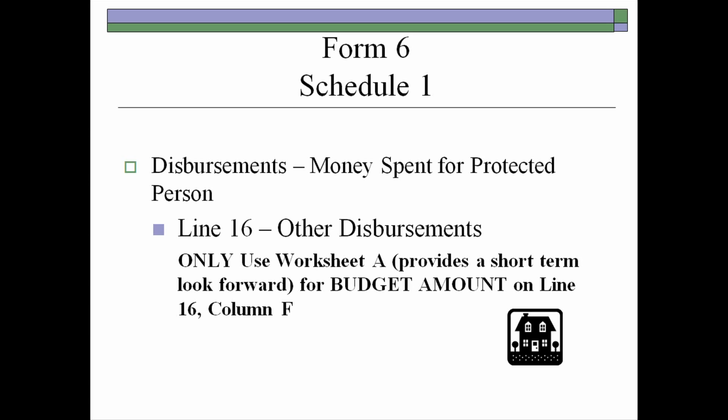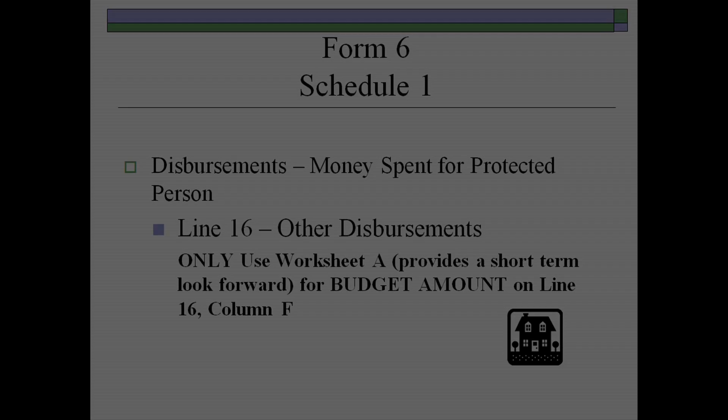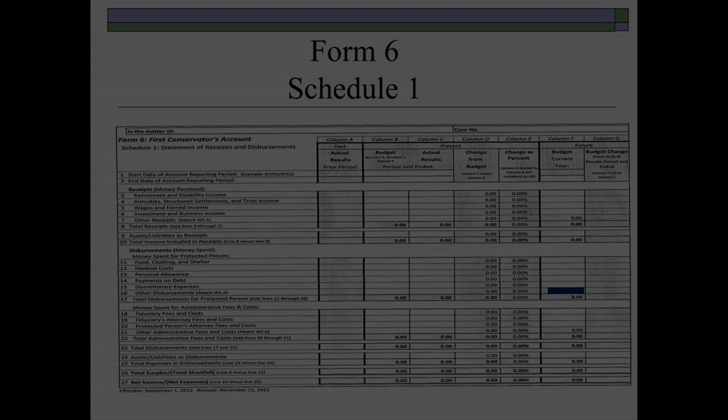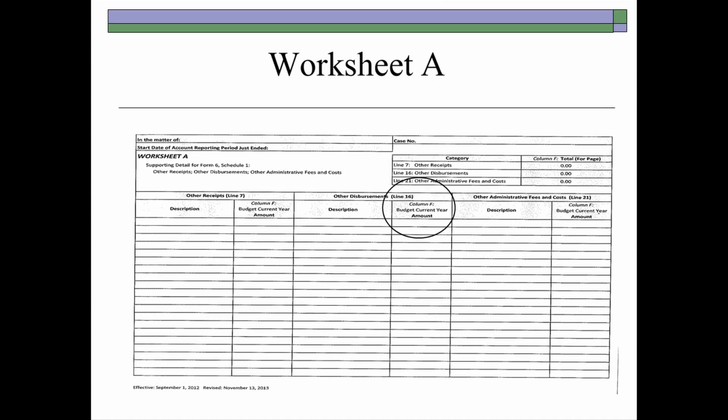Line 16, other disbursements. Again, you will use Worksheet A only to support the amount that you include in the budget for other disbursements in column F. On Schedule 1, column F, line 16, this is the area of the budget that you've budgeted for other disbursements. And on Worksheet A, this is the area where you will complete the itemized information to support that budgeted amount.